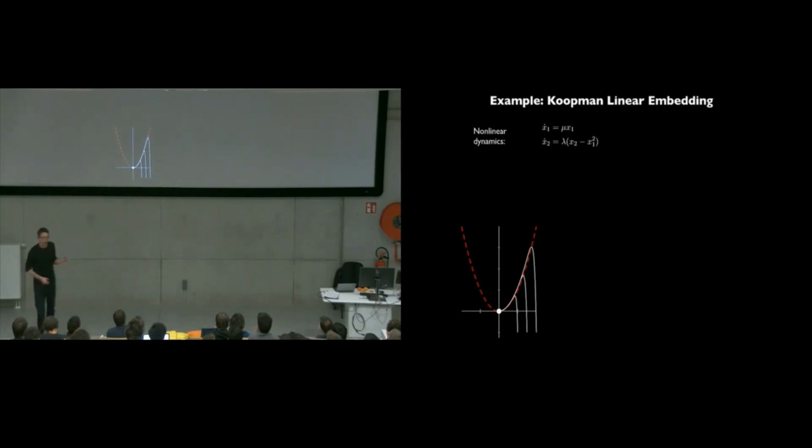Okay, and how many of you have seen this example before? Okay, good. So I'm going to walk you through this. This is a very simple nonlinear dynamical system with two variables, x1 and x2. In fact, the x1 equation is linear. x1 dot equals mu x1, just linear dynamics in x. x2 is only a little nonlinear. It's lambda x2 minus x1 squared.